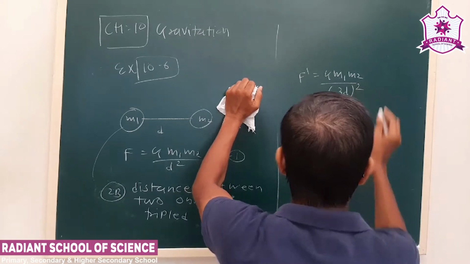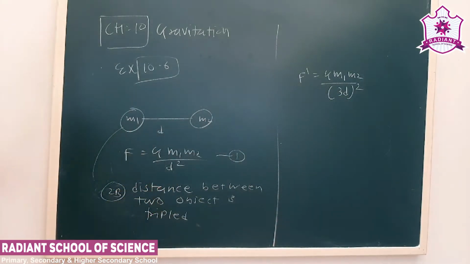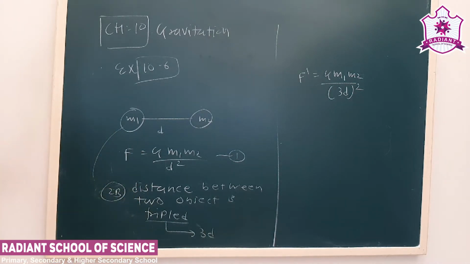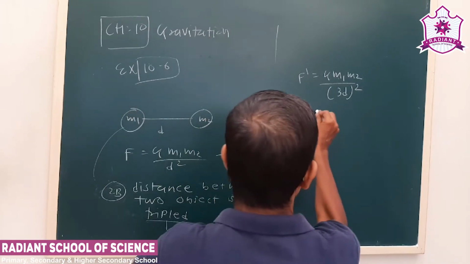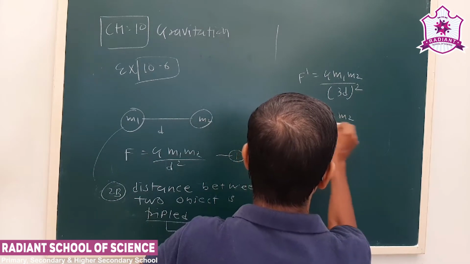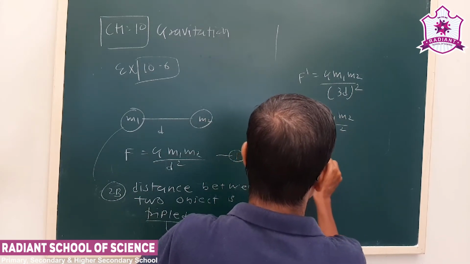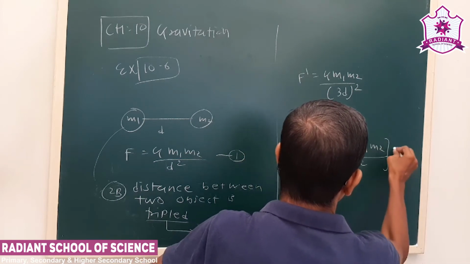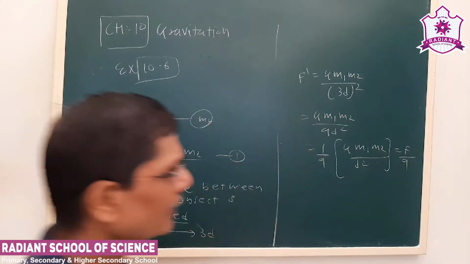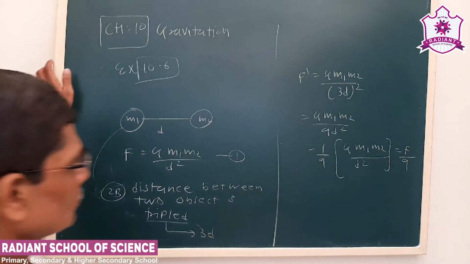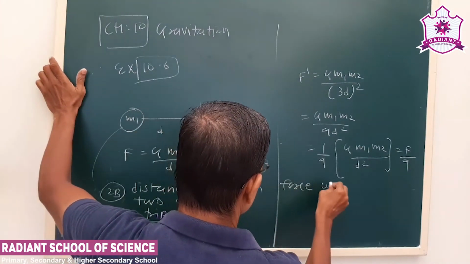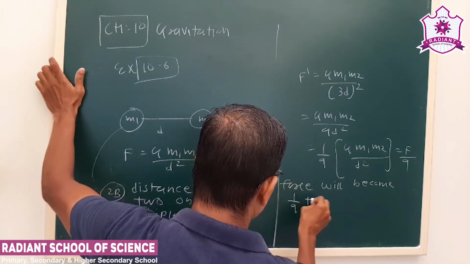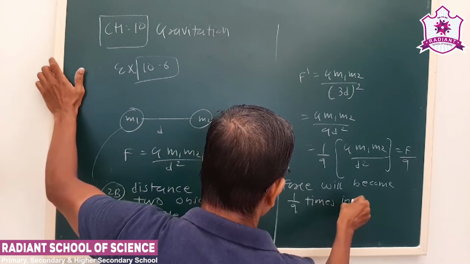Initially the distance was d, now the distance has tripled, so that is 3d. So we can write G M1 M2 upon 9d square, that is 1 by 9 G M1 M2 upon d square. Okay, force has become F by 9. So the force will become one upon 9 times the initial force.